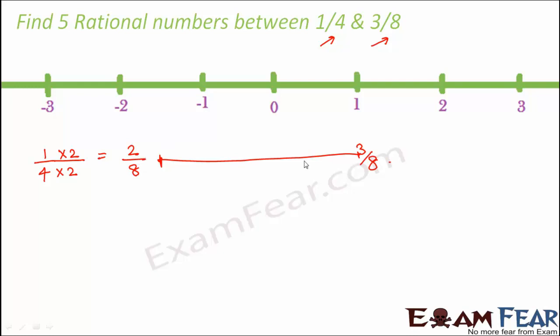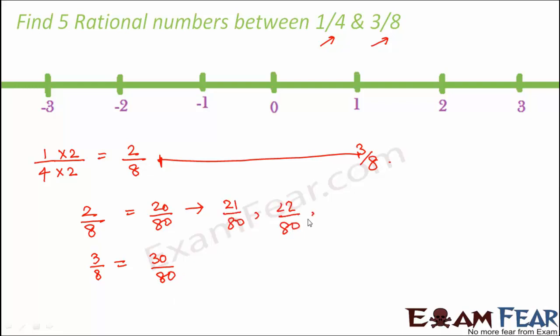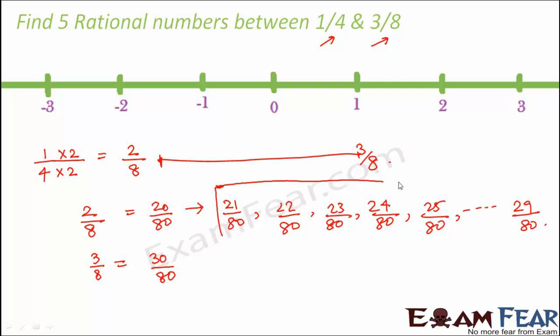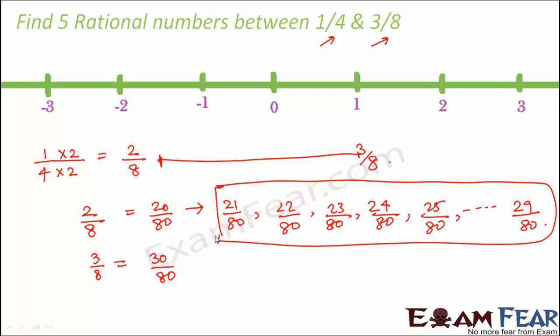Now, how will you find out between 2 by 8 and 3 by 8? Let's see. The 2 by 8 can be written as 20 by 80, right? And 3 by 8 can be written as 30 by 80. So we have to find out 5 numbers between 20 by 80 and 30 by 80. So we can write it as 21 by 80, 22 by 80, 23 by 80, 24 by 80, 25 by 80, 26 by 80, and so on till 29 by 80. So all these numbers lie between 2 by 8 and 3 by 8. Or we can say they all lie between 1 by 4 and 3 by 8.